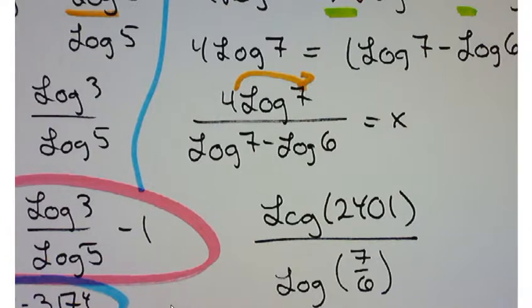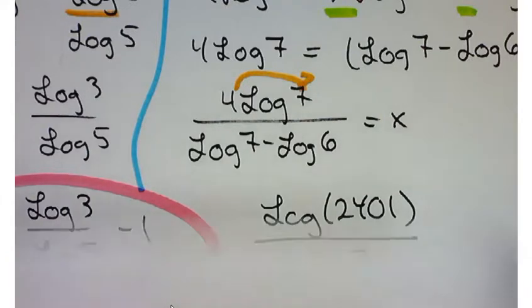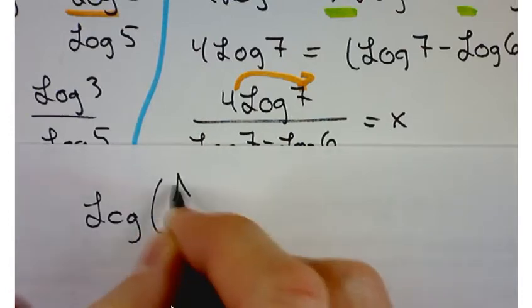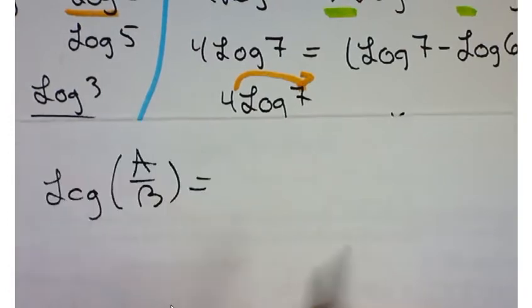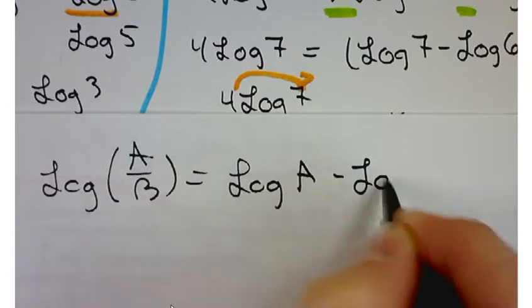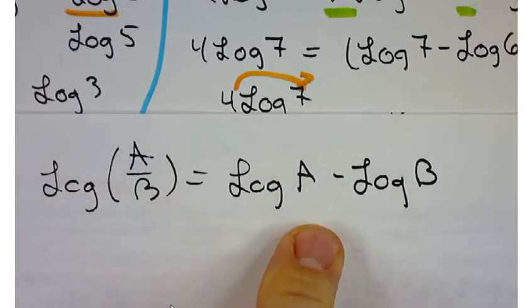No. This is going back to your properties of logs. Remember our quotient rule. We had log of a over b becomes the log of a minus the log of b. So that's the quotient rule.